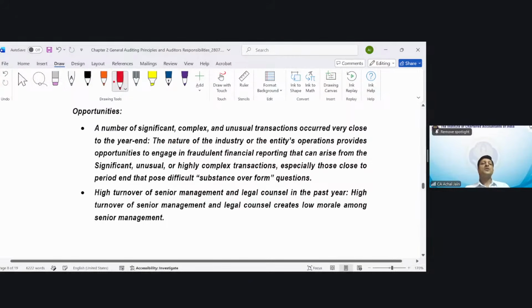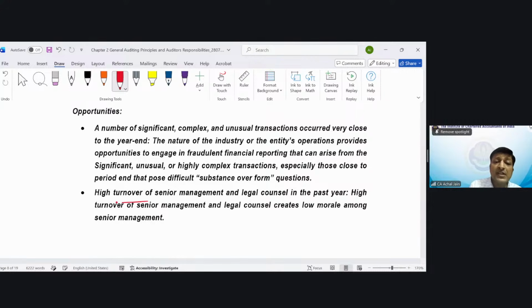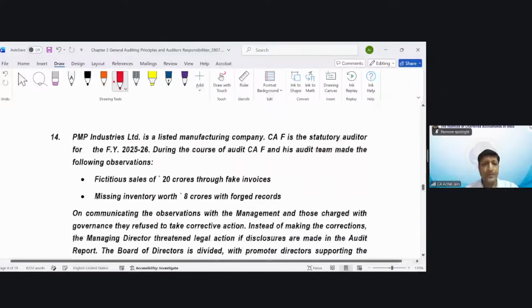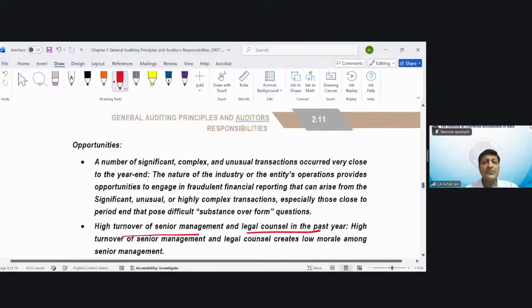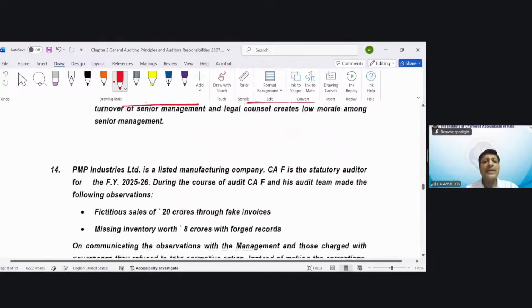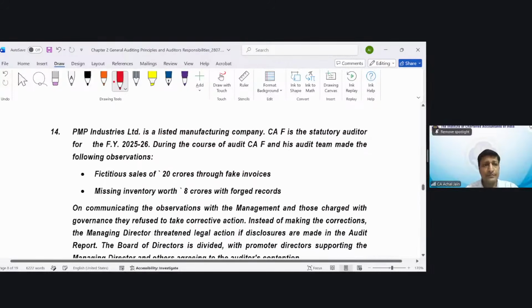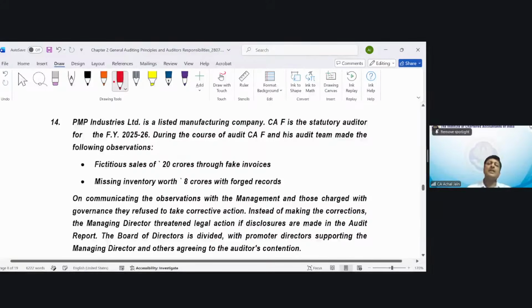Then you talk about these opportunities. So there are unusual, complex transactions very close to year end. There's a high turnover of senior management and legal counsel in the past year. Yeah. So all of these factors are very, very important. Yes or no? Next. PMP Industries Limited is a listed manufacturing company.